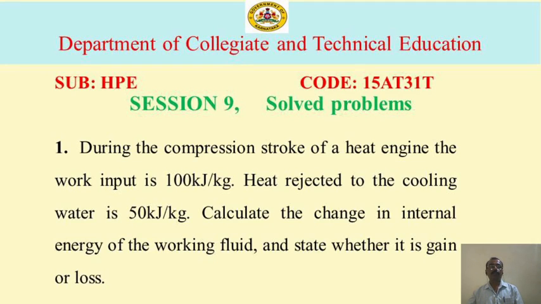Take the first question. During the compression stroke of a heat engine, the work input is 100 kilojoules per kg. Heat rejected to the cooling water is 50 kilojoules per kg. Calculate the change in internal energy of the working fluid and state whether it is gain or loss.